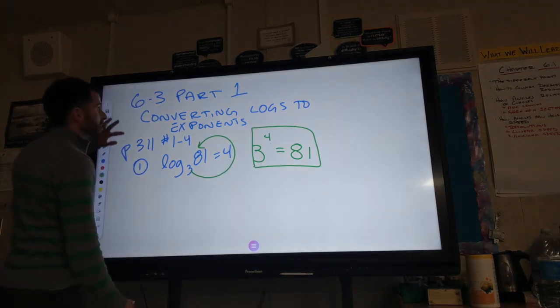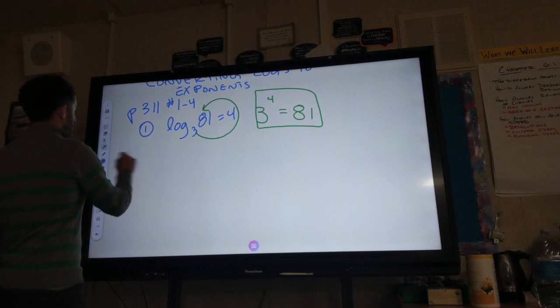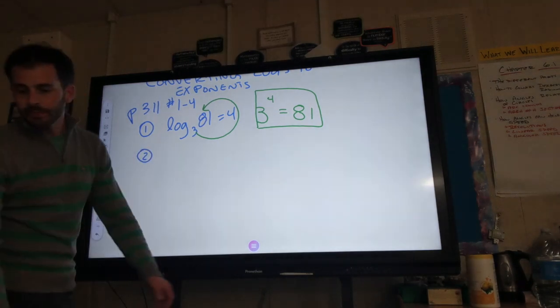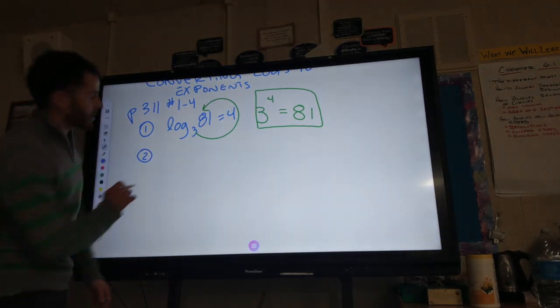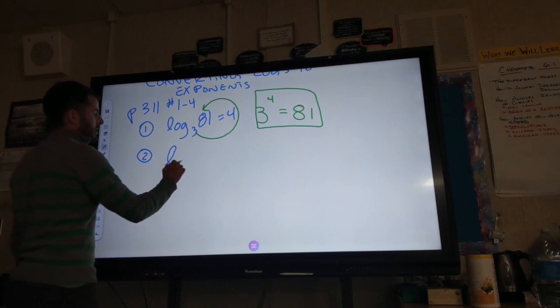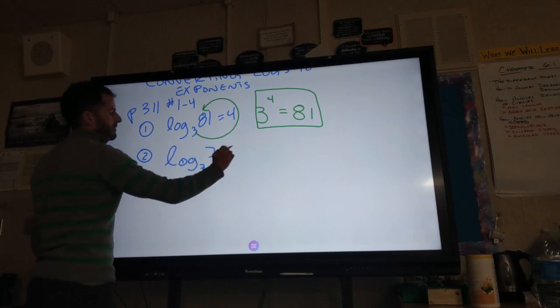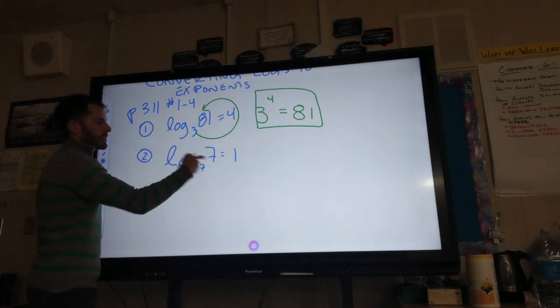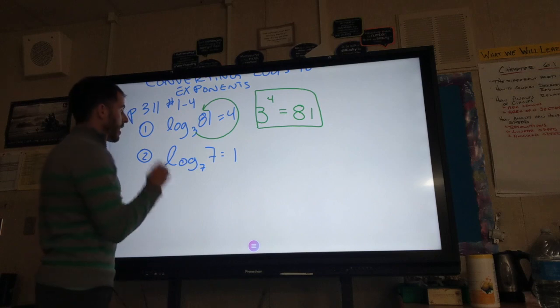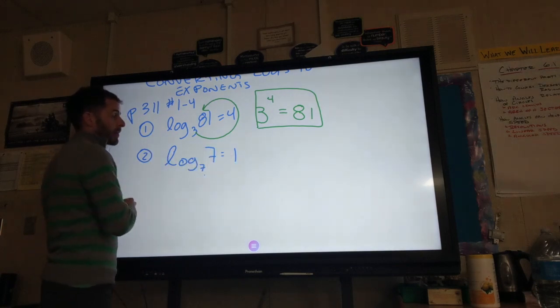Okay? Let's see if it's that simple moving forward. Number 2. Log base 7 of 7 is 1. Notice the base is small, the 7 is the same size as log and the 1. All right, so 7 to the 1st power is 7.